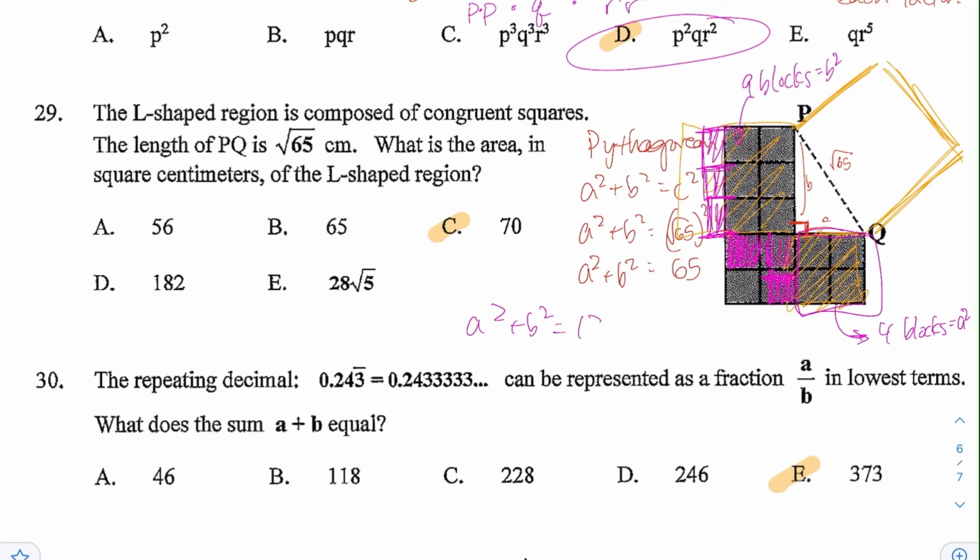9 plus 4, or 13 blocks, or 13 squares, since these are congruent squares, and that's going to be equal to the 65. So when you have 13 blocks equal to 65, each of the blocks will have an area of just 5. So that's going to be the last area here. So you have 65 plus the 5, which is this last block.